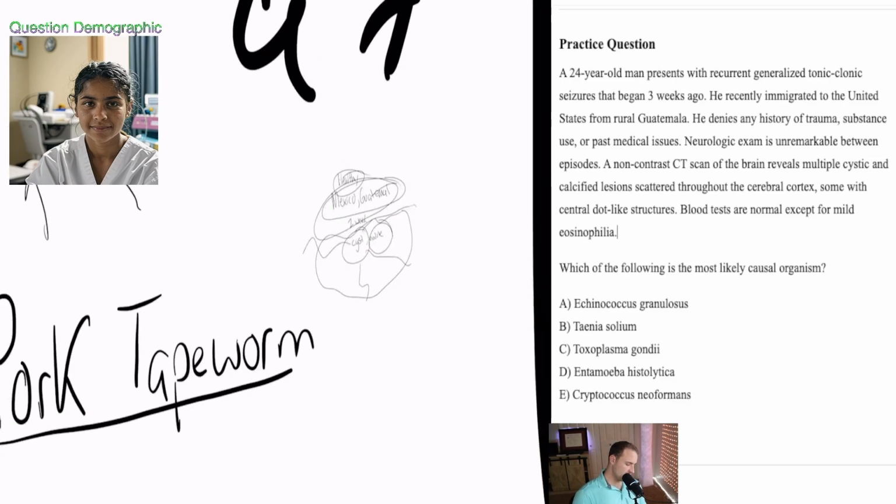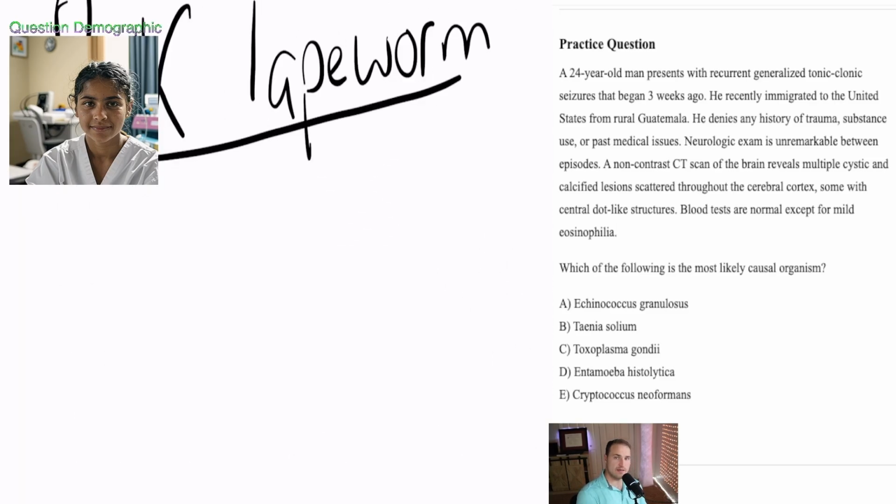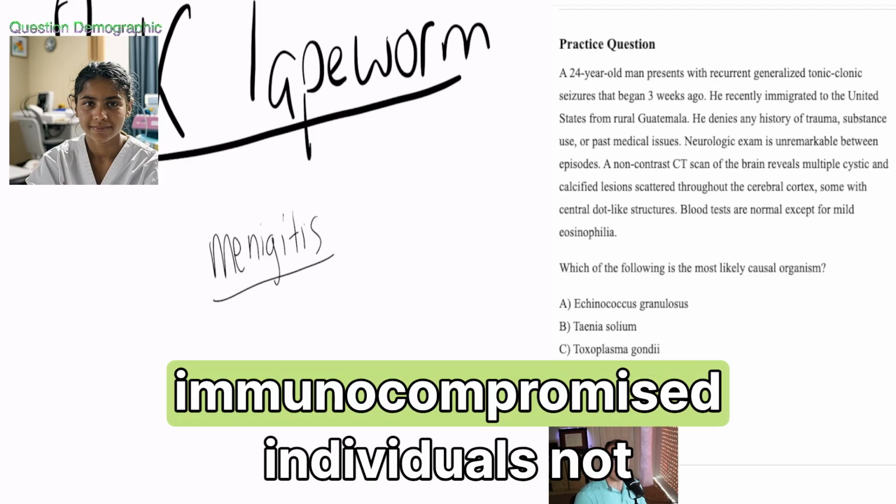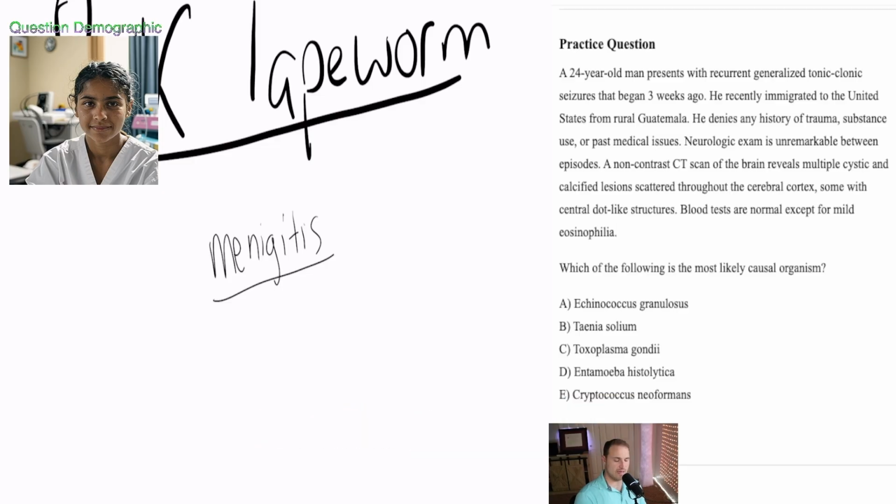Now, they'll try to confuse you, and they'll try to make you think of other conditions like Cryptococcus neoformans, but that one is not going to lead to the symptoms we see in this patient necessarily. Rather, it leads you a little bit more toward meningitis. And that's usually in immunocompromised individuals, not previously healthy people, and definitely you're not going to see multiple cystic lesions.